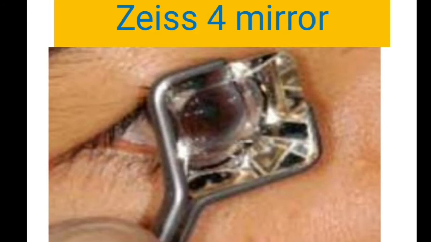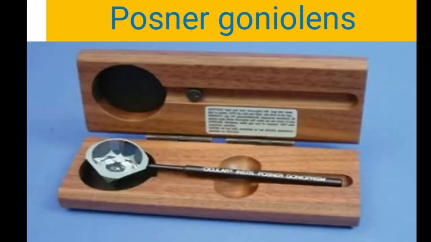Next we have the ZEISS 4 mirror goniolens. Here we have 4 mirrors, inclined at an angle of 64 degrees. It has an Unger fork handle to hold the goniolens. This is the ZEISS 4 mirror. In the POSNER's goniolens, we have an inbuilt handle. Otherwise, it is similar to the ZEISS 4 mirror, meaning it also has 4 mirrors to visualize the angles.